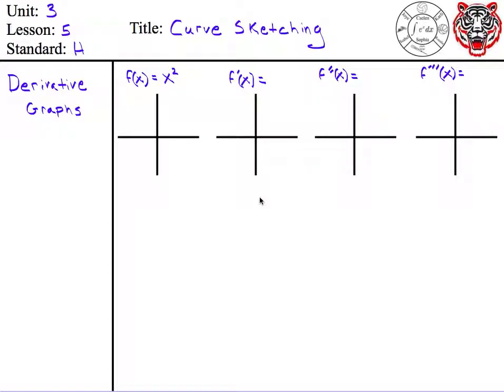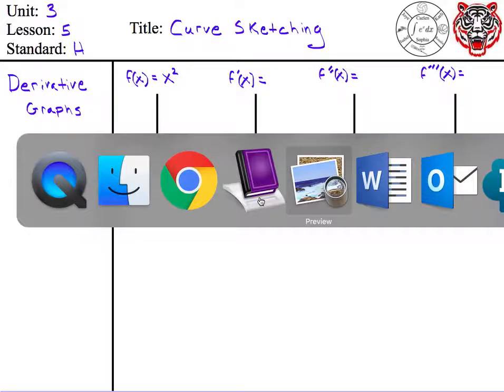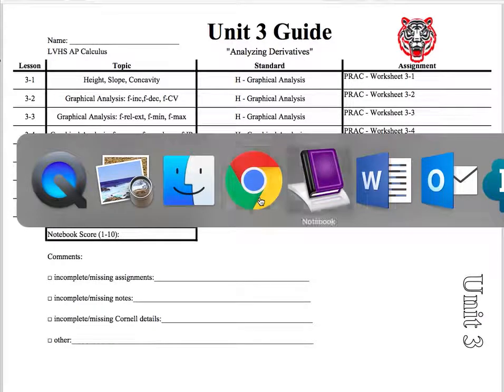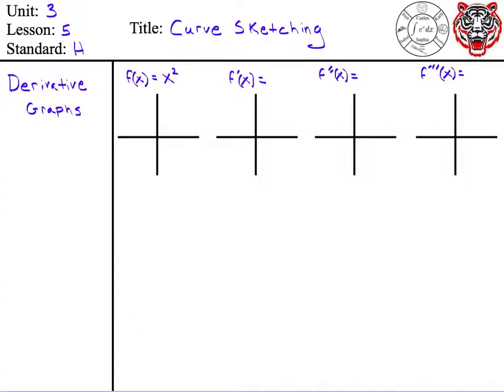All right, this is AP Calculus, Unit 3, Lesson 5. We are doing curve sketching today. Again, we are on Standard H, and Standard H is graphical analysis. Continuing on, this is our last time doing Standard H. We have some derivative graphs. Go ahead and make sure you have everything here copied down, and then we can do the knockdown.